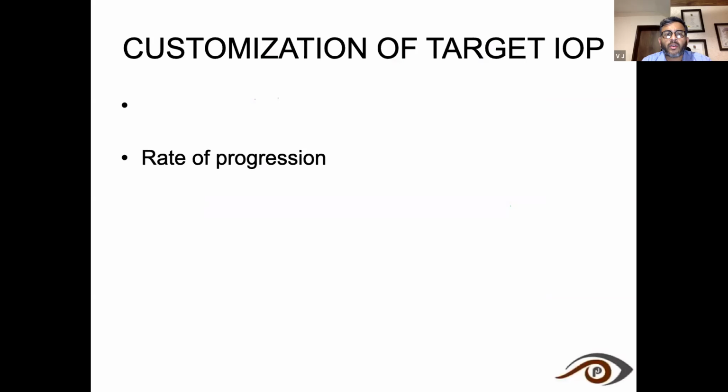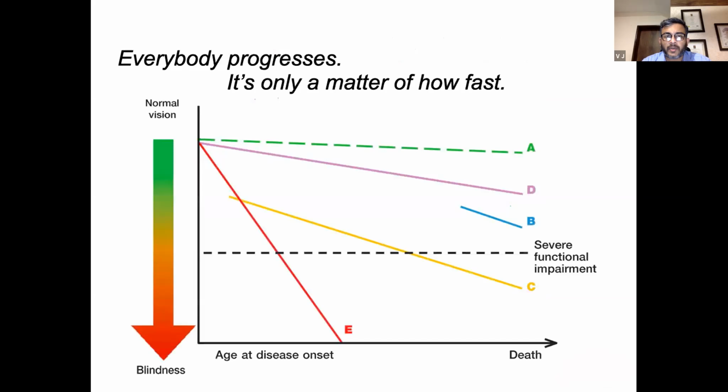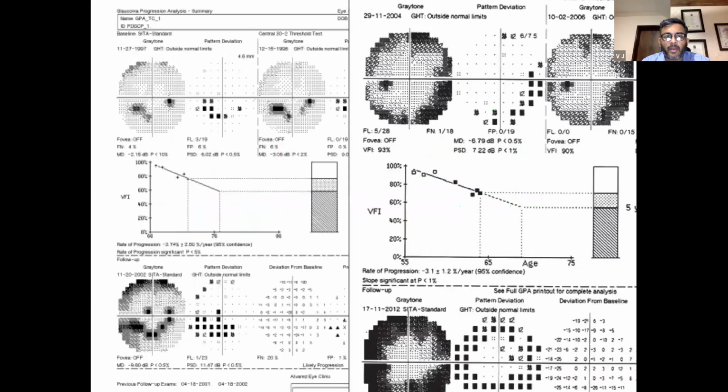You would also look at the rate of progression, which would be different in each patient. Everybody would progress. Whether the patient is on treatment or not, they would progress. In example E, if you see here, it's a very rapid progression. Example C also is a fairly rapid progression, which can lead to either blindness or decrease in quality of life. Now, I'll come to this in a further example.